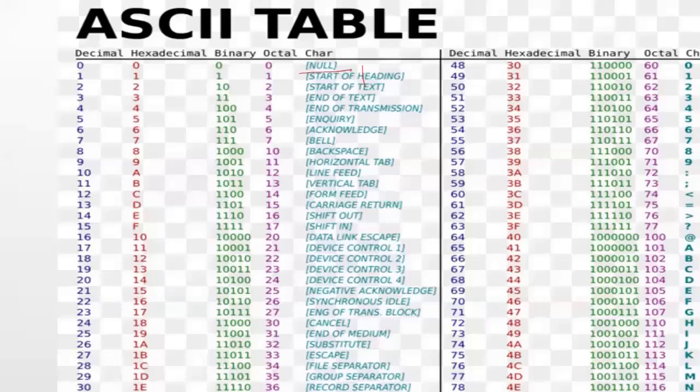The first character is null, then start of heading, start of text. These all need to be coded for the computer. So for these ASCII characters, at the decimal equivalent you can see 0 in decimal, and here it is equivalent to this character. Binary, octal, and hexadecimal equivalents are given. American Standard Code for Information Interchange uses 7 bits. As it is a 7-bit code, 2 power 7 is equal to 128. Totally 128 characters can be represented.